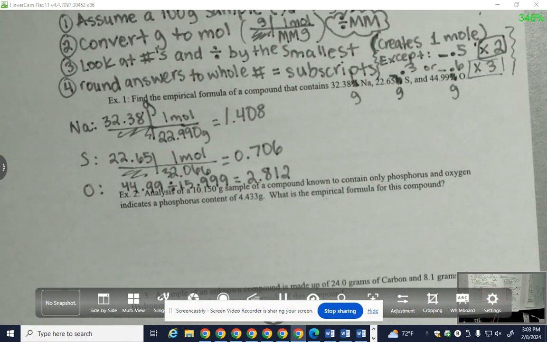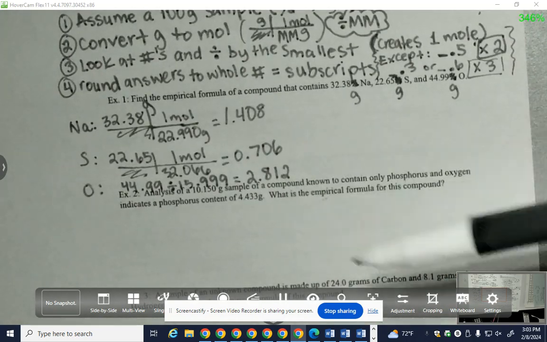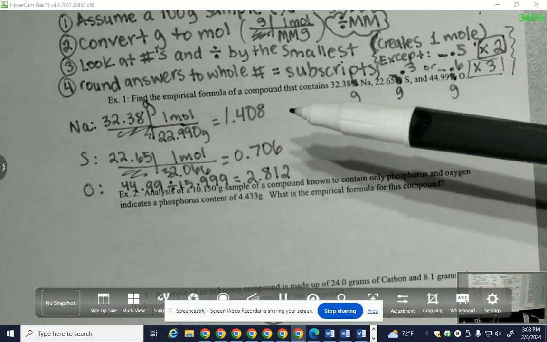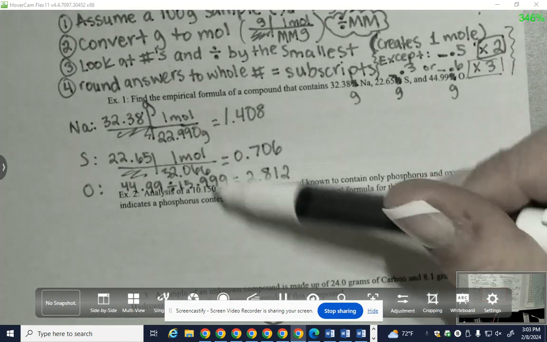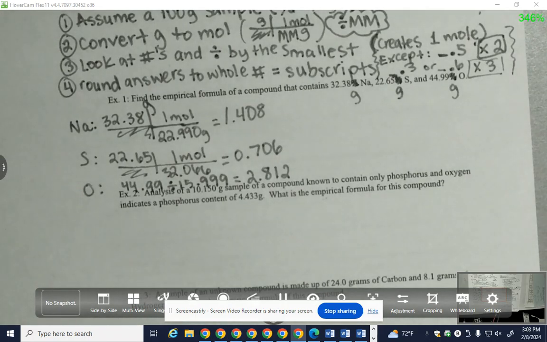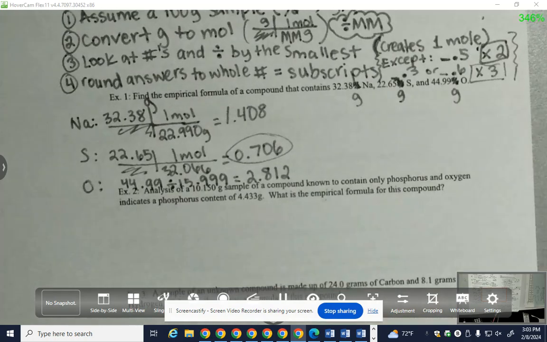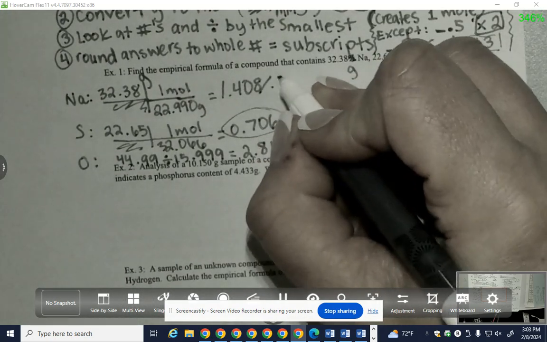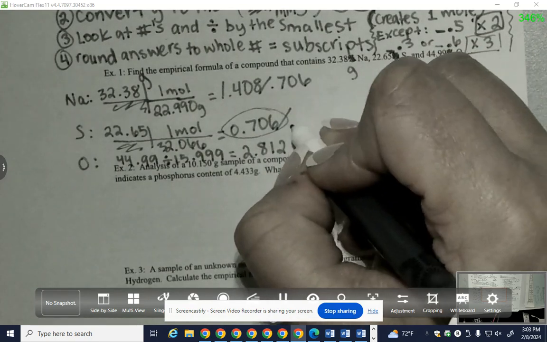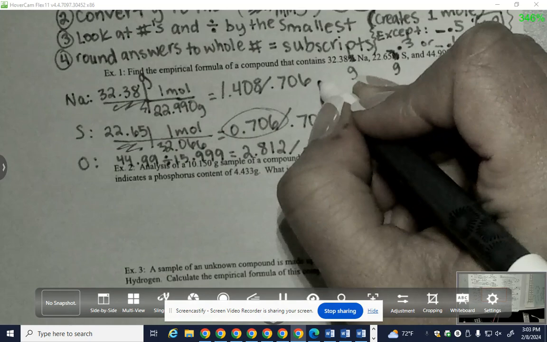All right, so now we're in step 3. We're going to look at our numbers. So you're looking at those 3 answers that we just got. We're going to divide them all by the smallest. So which is your smallest number here? Yep, the sulfur one, right? So I'm just going to circle that for our notes purposes. And I'm going to say, okay, that's my smallest. So I'm going to go ahead and say divide by 0.706, divide by 0.706, divide by 0.706.